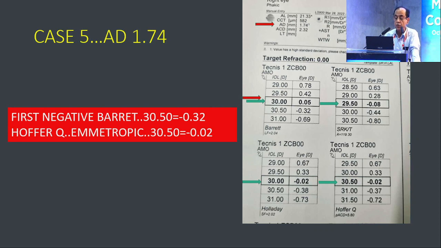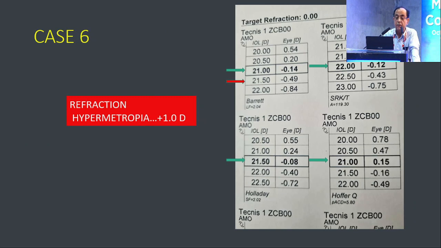So in this case, though normally in a high power, I usually target a little on the minus side. But in this case, because the anterior chamber depth is very low, I'll rather go for 30, while some of the formulas are giving 30.5, and I had chosen around 31. If the anterior chamber depth of the same patient was 3 millimeter or so, I would have gone for 31. 30 is a little on the higher side, but the anterior chamber depth is less, so I'll go for 0.5 less.